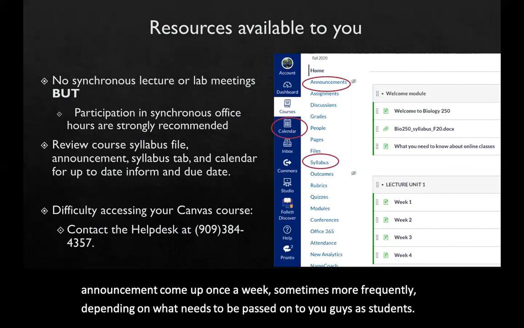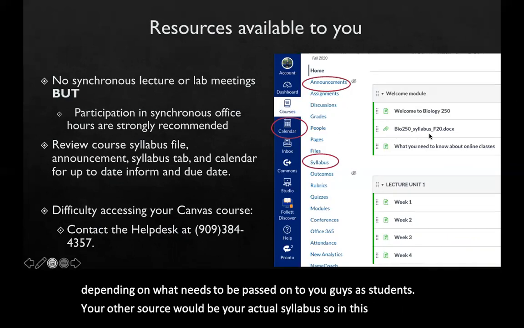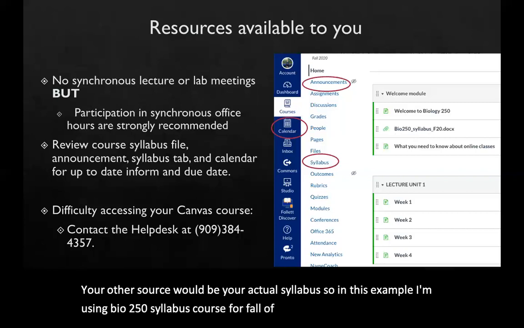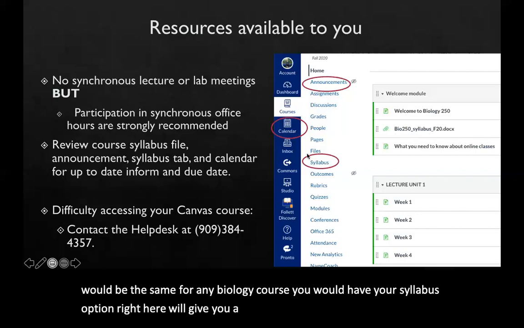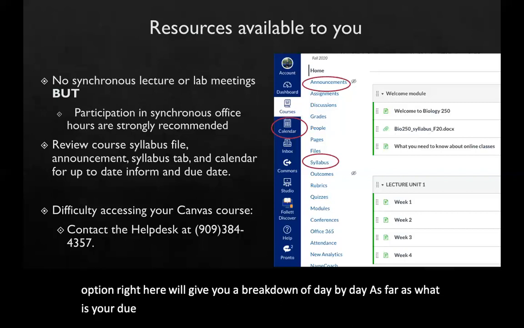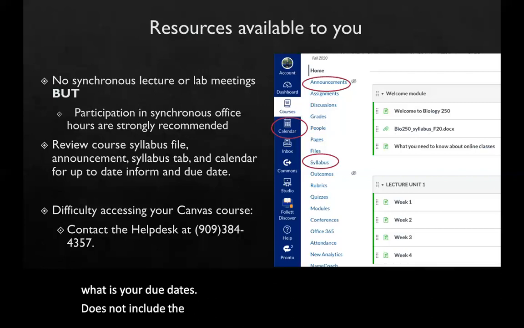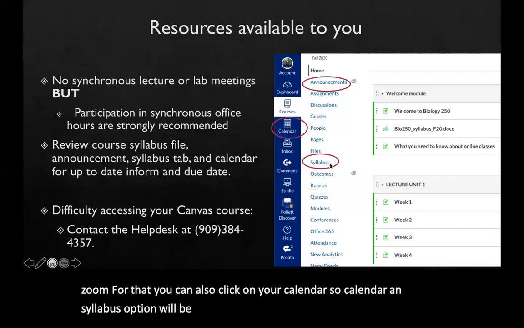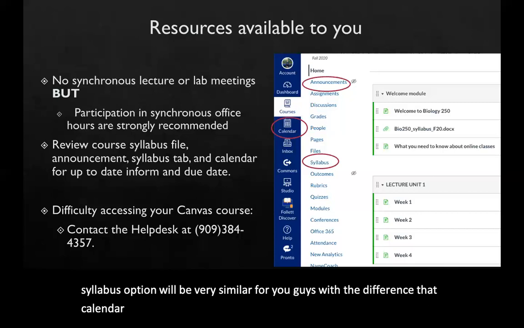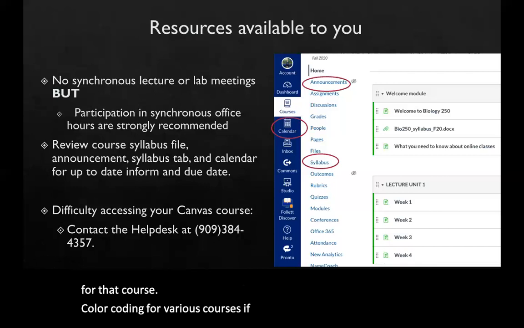Your other source would be your actual syllabus. So in this example, I'm using the Bio 250 syllabus for fall of 20. You may click on that, and that would be the same for any biology course you would have. Your syllabus option right here will give you a day-by-day breakdown of your due dates. It does not include the scheduled office hours, which will be held through Zoom. For that, you can also click on your calendar. So the calendar and syllabus options will be very similar, with the difference that the calendar also provides you with any meetings that you may have for that course, with color coding for various courses if biology is not the only course you are enrolled in.